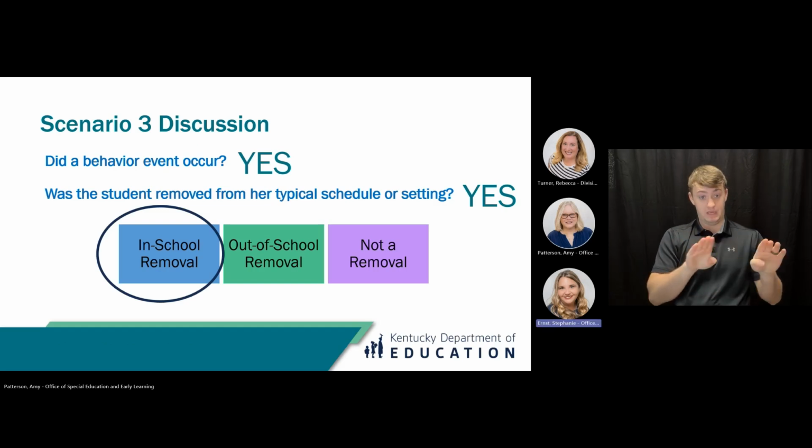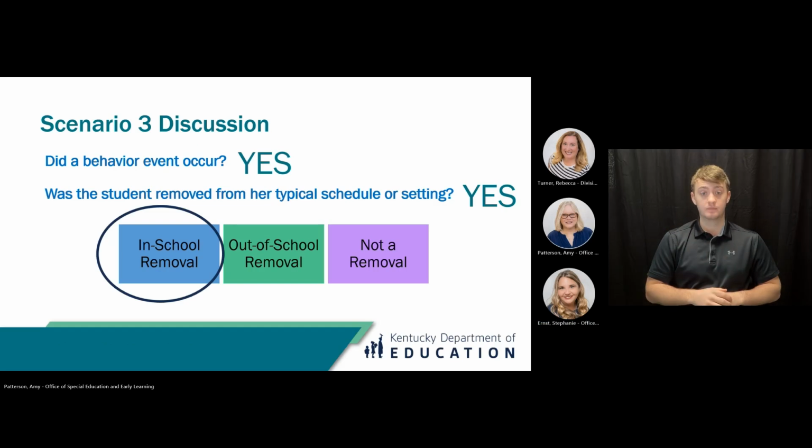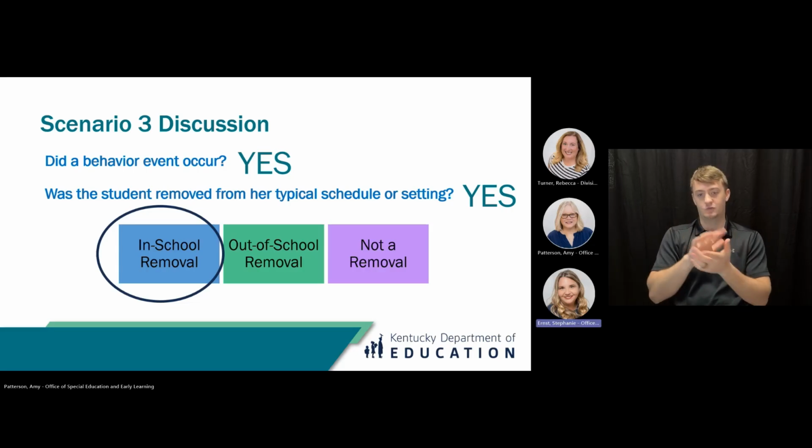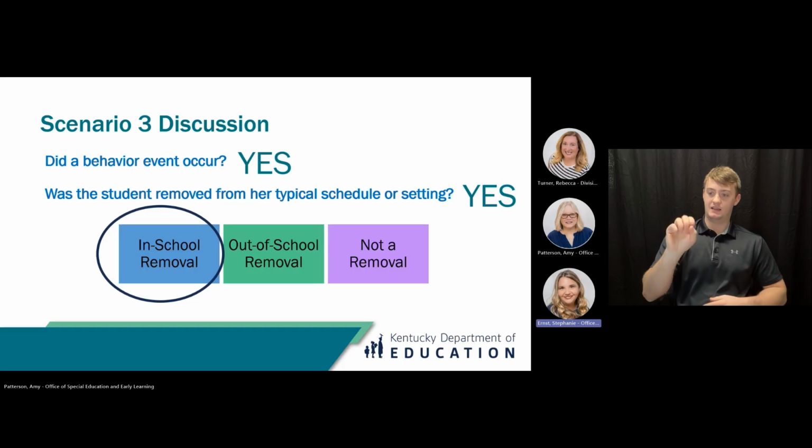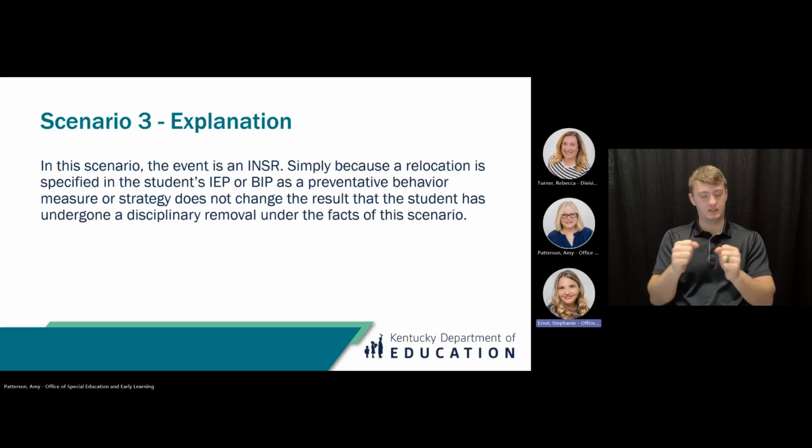In this scenario, did a behavior event occur? Yes. The student used profanity, which is prohibited by the school or district's code of student conduct. Was the student removed from their typical schedule or setting? Yes. In this scenario, the event is an INSR simply because a relocation is specified in the student's IEP or BIP as a preventative behavior measure or strategy. That does not change the result that the student has undergone a disciplinary removal under the facts of this scenario.